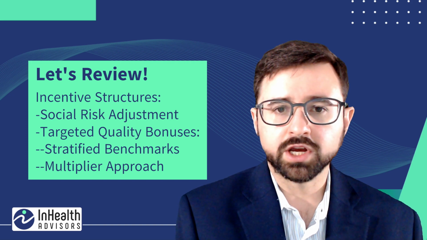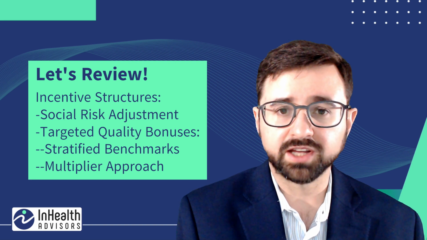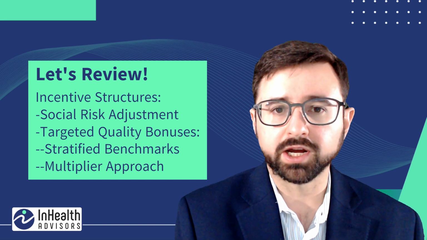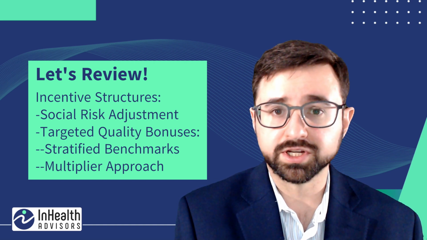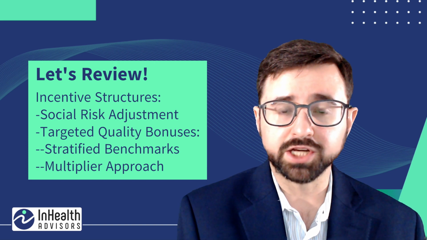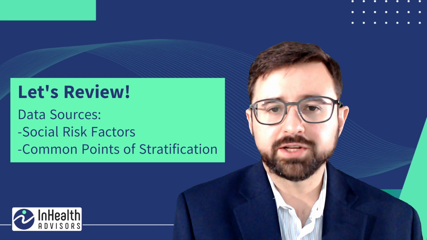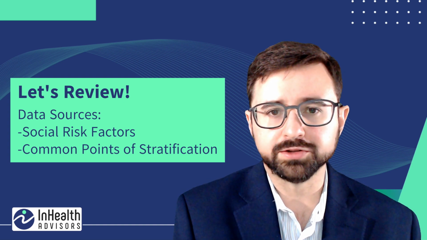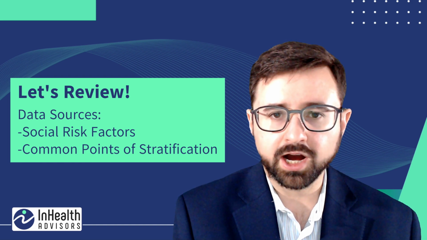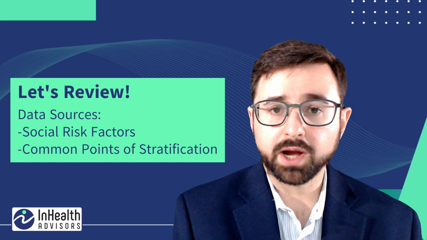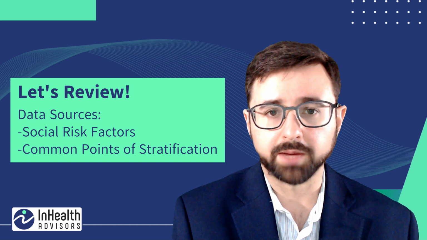Within the quality bonus, we looked at how you can take a structure that looks at stratified benchmarks based on patient characteristics, as well as a multiplier approach based on achieving certain quality benchmark thresholds for both the overall patient population and an underserved patient subpopulation. We concluded then by talking about some of the common data sources that are used for social risk adjustment and tracking social determinants of health, as well as looking at some of the common areas where patient populations are stratified based on their characteristics for the purposes of targeting underserved populations.